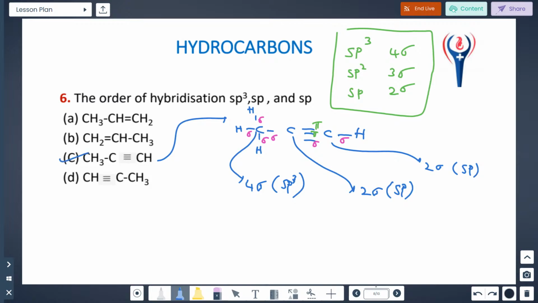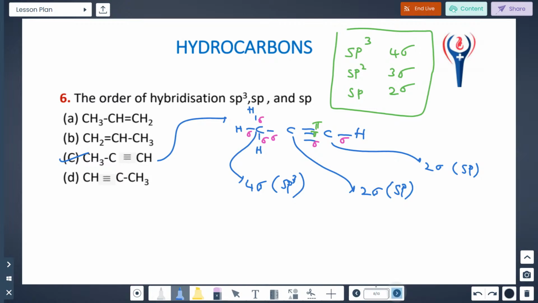Likewise you can find out the others also, it is easy. It will not come in this order, it will come in some other order. Then only this is the correct one. If you find out for this one, everything will be reversed, sp3. Understood? If you find out for d, sp3. So totally different one.